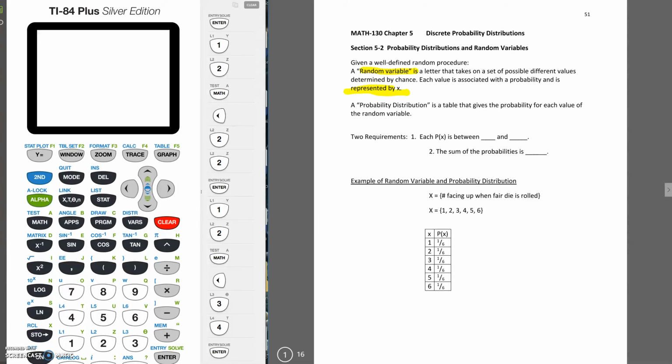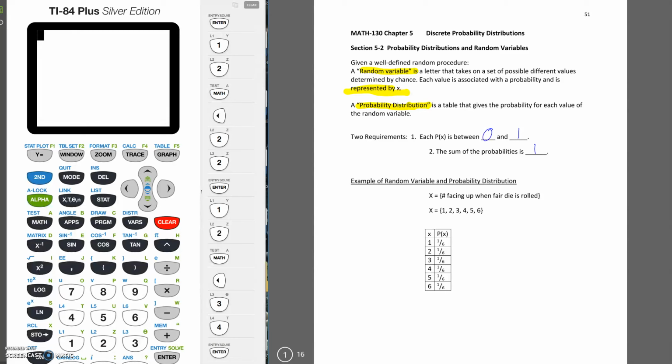So then we're going to define a probability distribution. A probability distribution is a table that gives the probability for each value. So it's just going to tell us what the possible values are and what the probability is. Now, like we have talked about, probabilities are always between 0 and 1. And if we have the whole sample space, all of the probabilities, the sum needs to add up to 1. So those are our two requirements. Each probability must be between 0 and 1, and the probability values need to add up to 1.